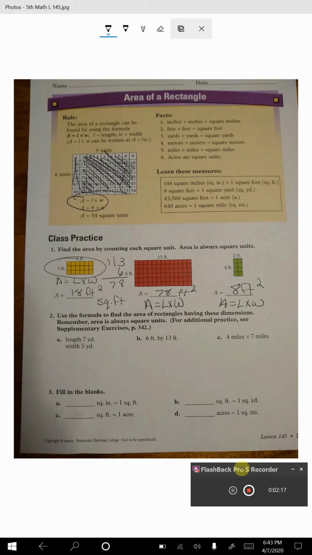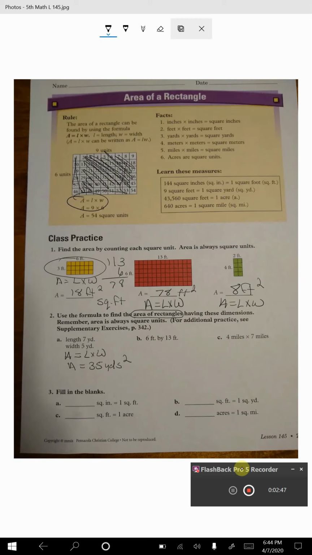All right, down here, they don't have it drawn. They just have the measurements. But they want area. I'm going a little fast here because I already did this with you. Area of rectangles. Okay? So the area equals length times the width. Length is 7. Width is 5. 7 times 5 is 35 yards squared.